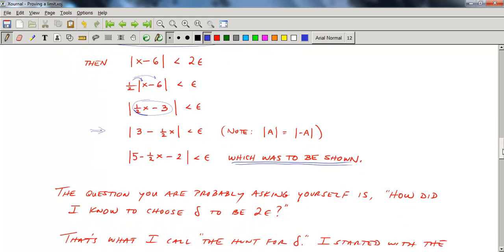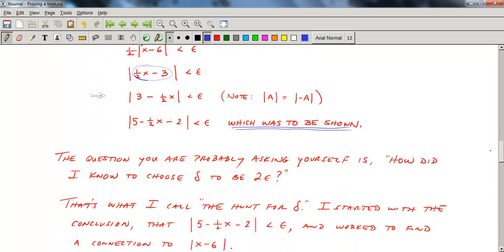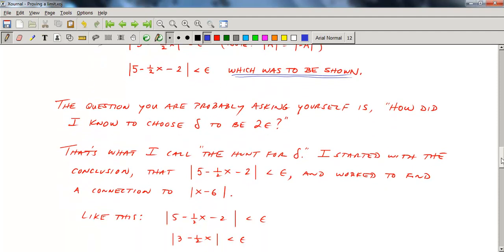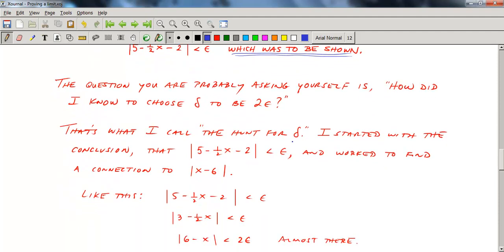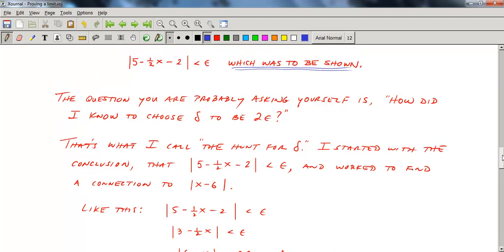But you're probably asking yourself, how did I know to choose delta to be 2 epsilon? The whole proof depended on it, but where did it come from? Well, that's what I call the hunt for delta. And the way it's done is I start with the conclusion. I start with the statement about epsilon, and I work backwards to try to find a connection with the absolute value of x minus 6, x minus the limit point a.